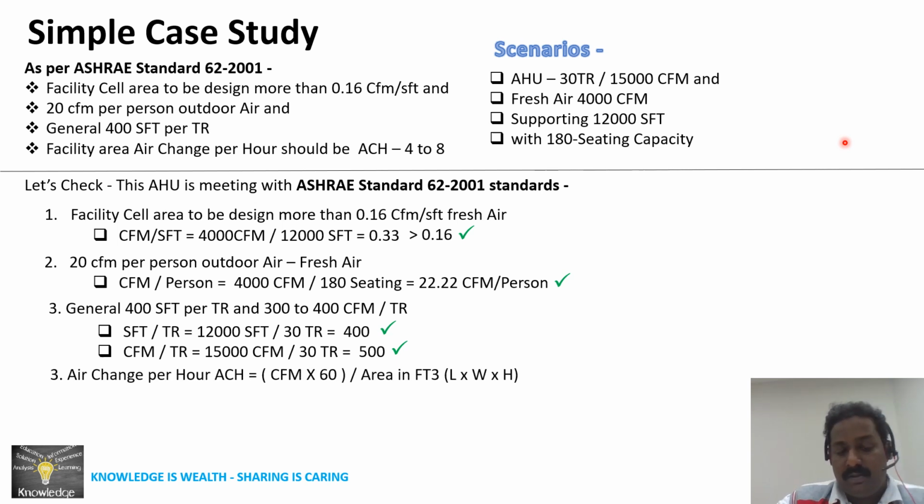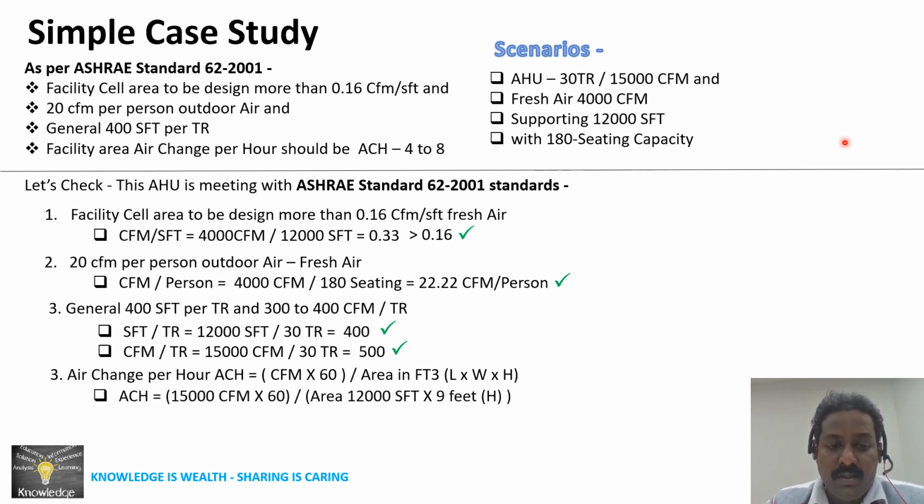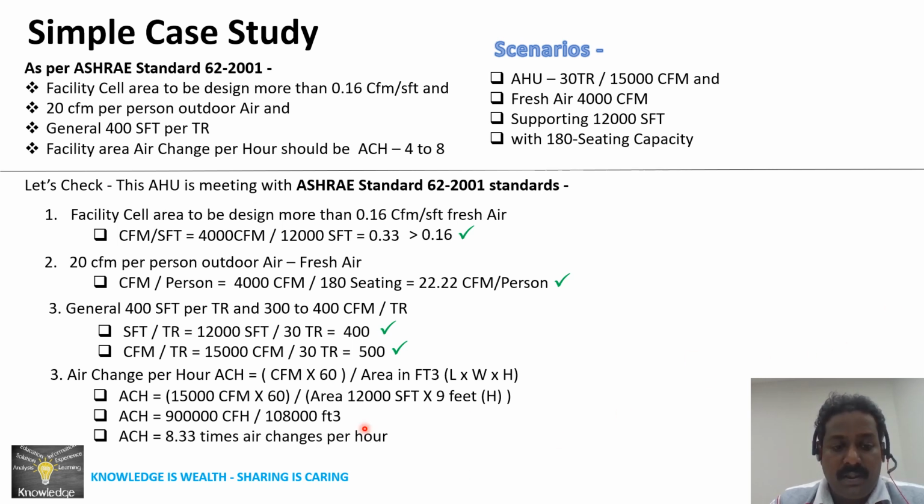Next is air change per hour. For this, CFH, cubic feet per hour, is divided by the area in cubic feet. So for this we need to measure length, width, and height. CFM, we know, is 15,000 CFM for the AHU. For CFH, we need to multiply by 60. And the area we know is 12,000 square feet; length and width we have calculated. What about height? We need to add it. Usually the floor height is 9 feet. So multiplying by 9, CFH is 9 lakh CFH divided by 1,08,000 cubic feet. It comes to 8.33.